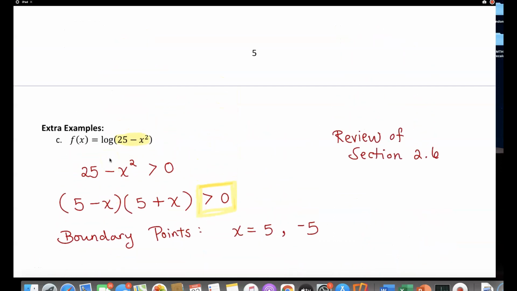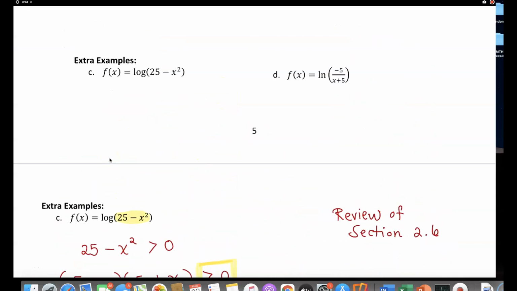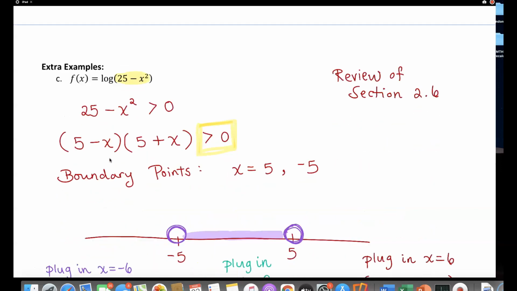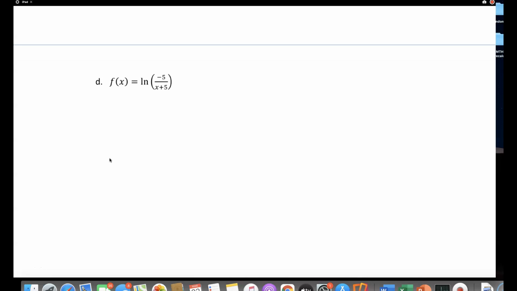In this very last video, I will go over how to find the domain of this logarithmic function, a nasty looking rational argument. So, alright, this is going to take some work. It's a great review problem of section 2.6. So I'll copy this and start a brand new page with this. Okay, so let's find the domain.